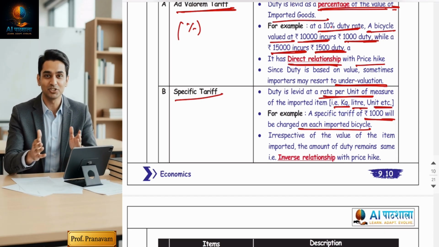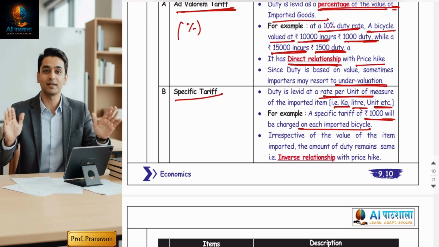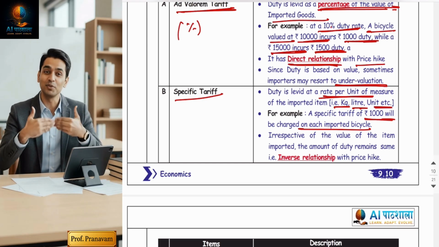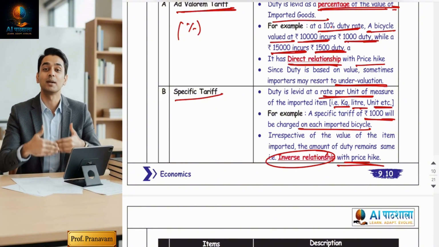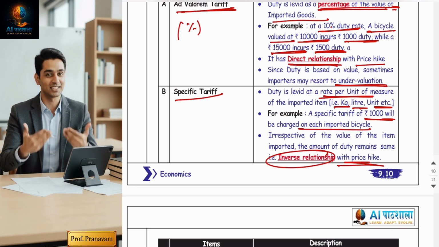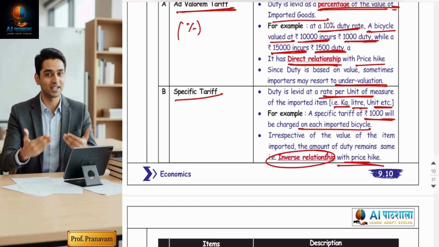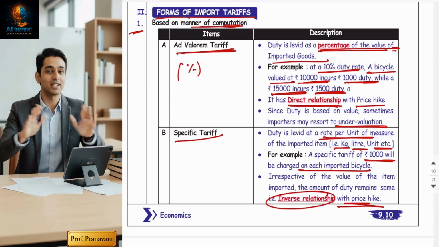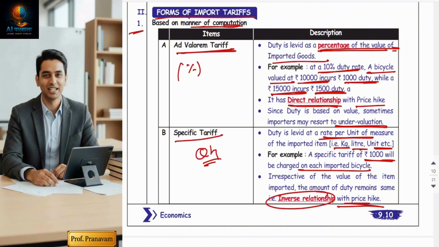So the main key feature is that duty is the same irrespective of the price. It never changes with the price hike. Hence, it has an inverse relationship with the price hike, because as the price increases, the duty amount is fixed, so the percentage goes down. So the government faces fewer valuation problems here. Your valuation problem is solved because of the specific tariff. So ad valorem is charged on a percentage basis, and specific tariff is charged on a quantity basis.